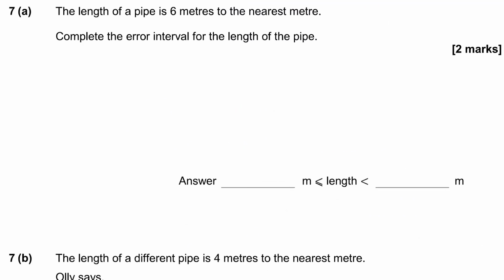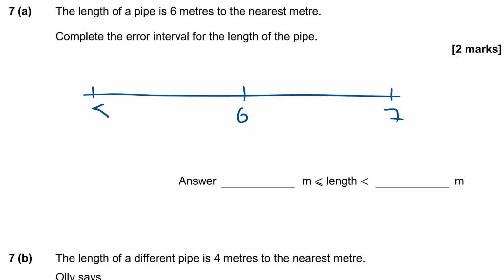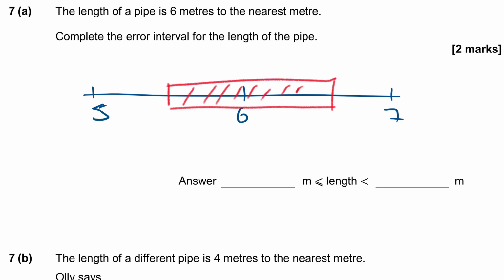Question 7a. The length of a pipe is 6 meters to the nearest meter. Complete the error interval for the length of pipe. Well, if it's 6 to the nearest meter, then the next one up on the scale would be 7, and the one below it would be 5. And the ones closest to 6 would round to 6, so the ones in here. So where does the boundary lie? Halfway between the two of them, 5.5 and 6.5. So we want our length to be greater than or equal to 5.5 and less than 6.5.